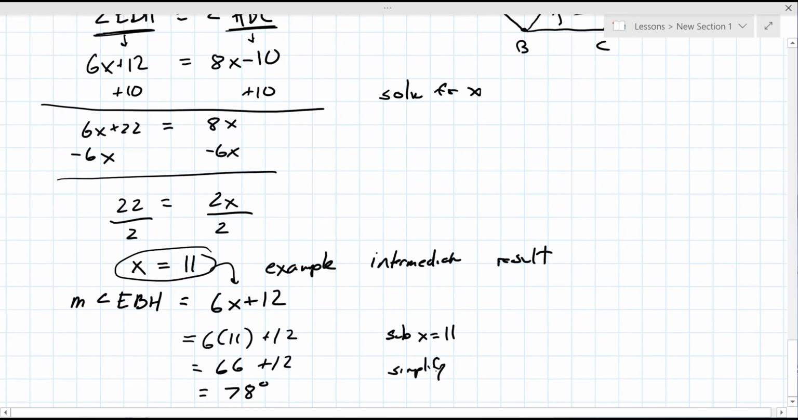So the big picture in this problem is they tell you that the two angles are equal. They give you expressions for each of those angles, and you set them equal. By setting them equal, you can find the value of x. By finding the value of x, you can put it back into the other equation. It's very similar to solving a system of equations where you find one value and then you use it to find the other.